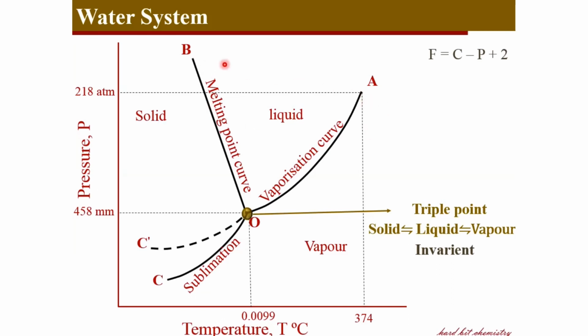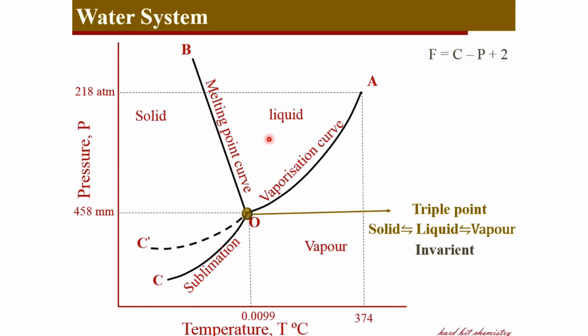The area under the curve BOA is marked by the presence of liquid water. In this area, you have got only liquid water. Likewise, AOC has only vapor water and COB has only solid water. So considering any of these areas, let's say AOB, where only one phase, the liquid, is present, P will be 1 here in this equation. So you can say F will become 2.